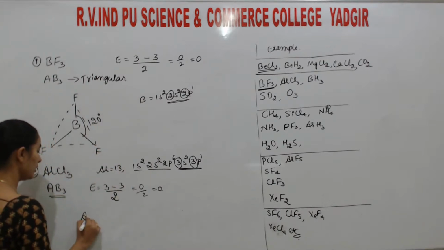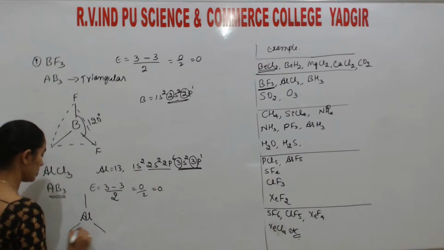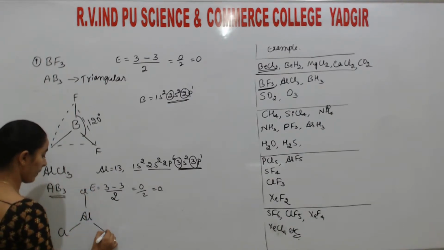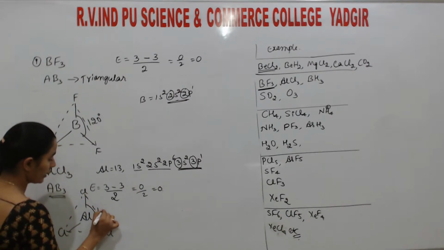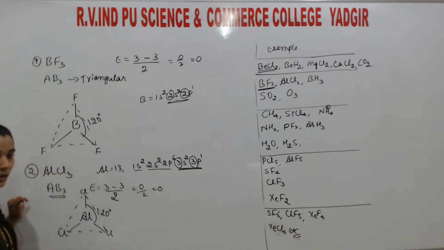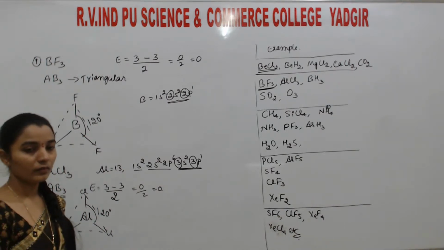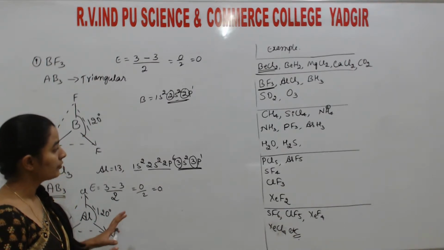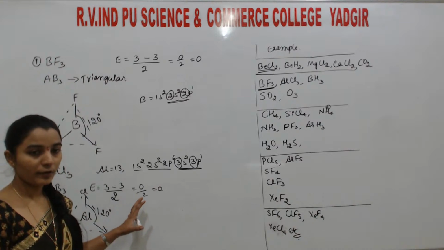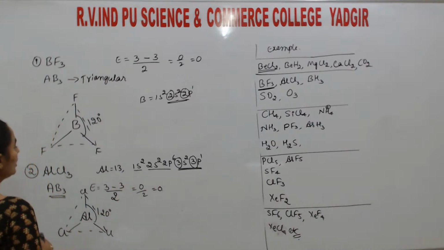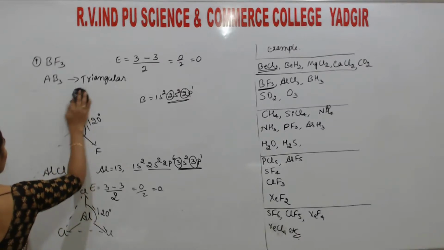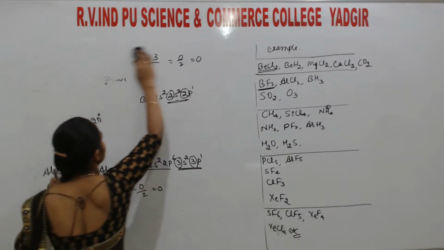You take Al here, same Cl, triangular structure, and the bond angle is 120 degree. Okay, so this is how to find out the electron type of AB3. The next comes AB2E. Listen.